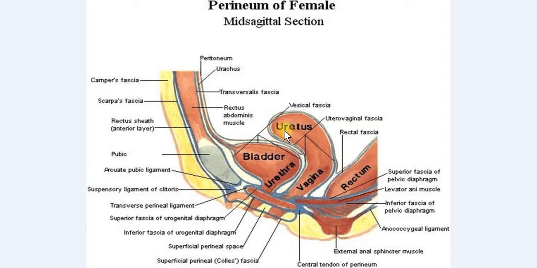So the anterior or vesical surface of the uterus is related to the posterior layer of the vesicouterine pouch, while the posterior or intestinal surface is related to the anterior layer of the rectouterine pouch.